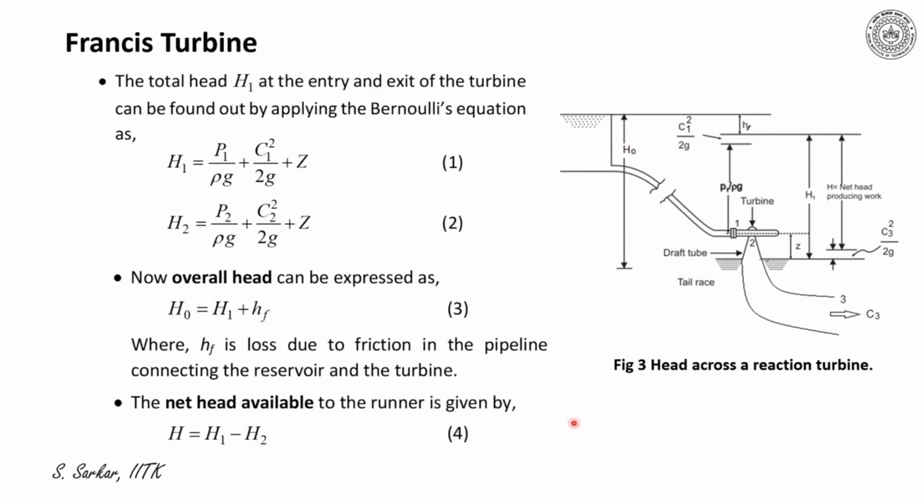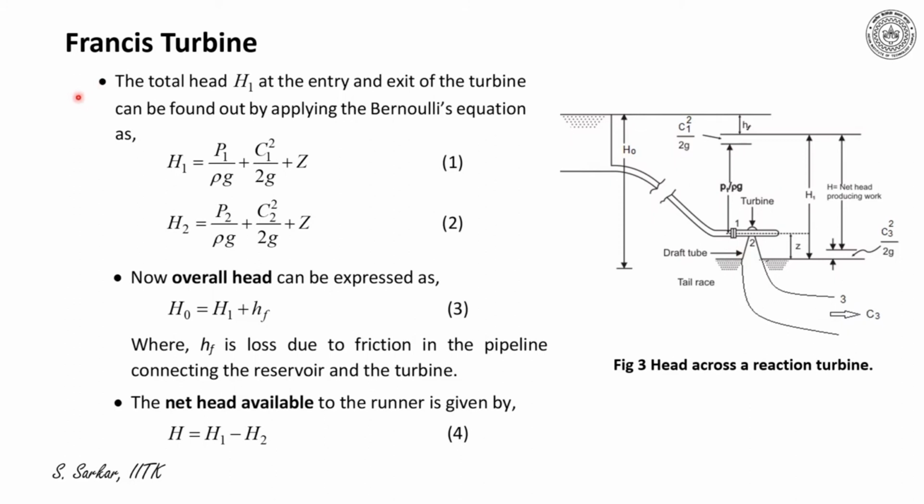Figure 3 here indicates the same flow diagram, and here one can appreciate that the turbine is installed above the tail race by an amount Z. So Z is the elevation, and the inlet and exit of the turbine are indicated by the points 1 and 2.